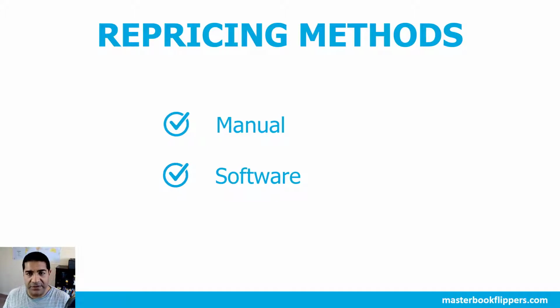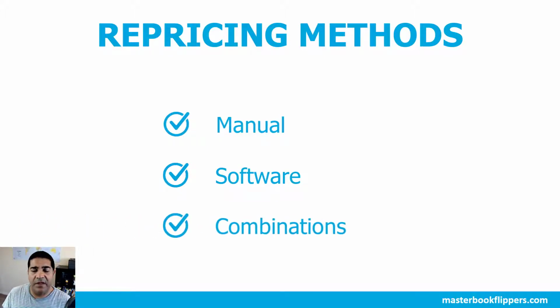And the third way I'm going to say is combinations. What I mean by that, and this is what I do, right? You might do a combination of manually repricing while at the same time using a software tool. And if you want to get even a little more advanced, I've done this, don't do this anymore, you can actually use multiple repricers at the same time. All right, there's nothing wrong with doing that.